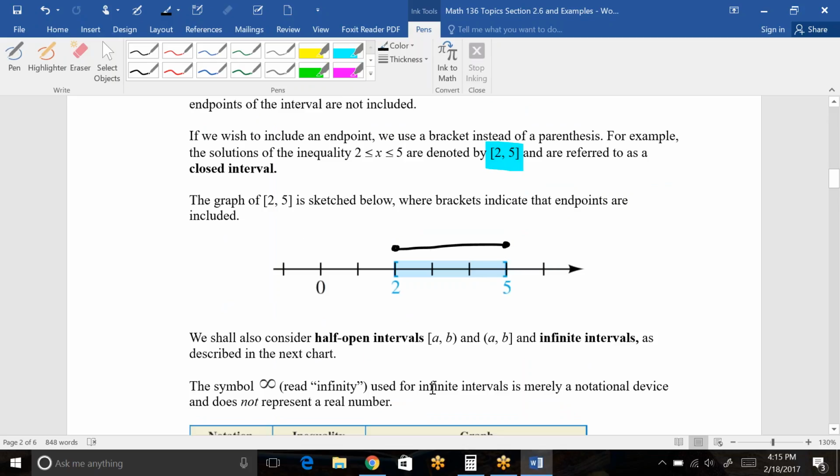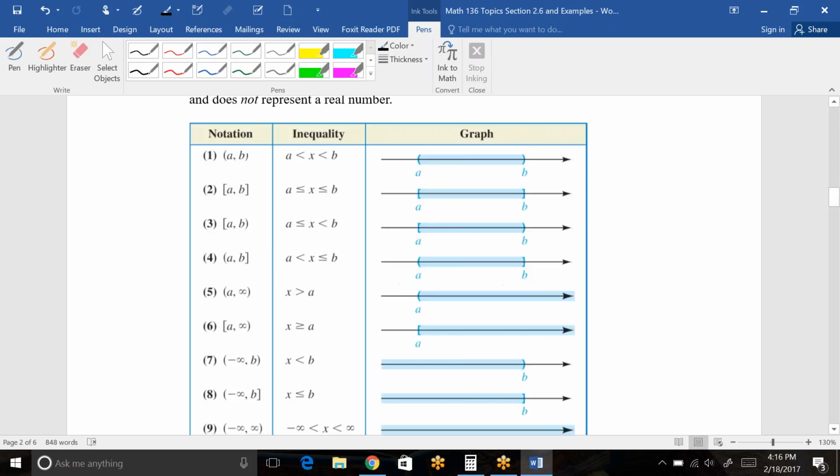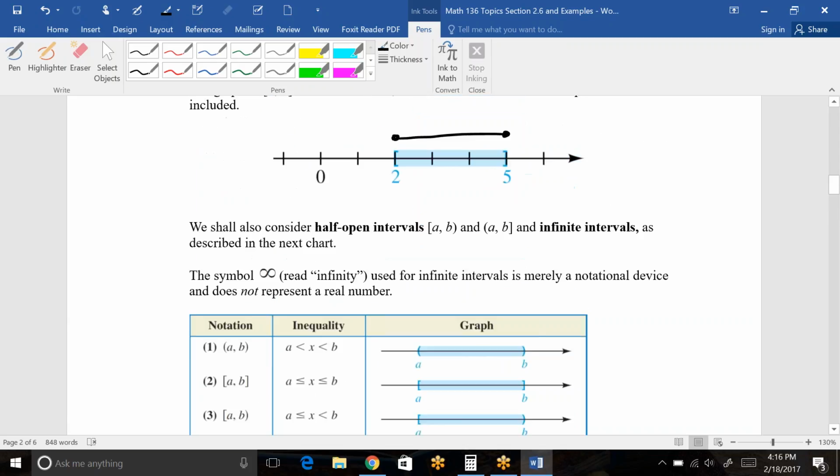Some books call them half open, some call them half closed. They mean the same thing. If it's half open, that means one side is open and the other side's closed. Same situation. You could also have an infinite interval. Remember that the infinity sign is like a figure 8 on its side. There's two different infinities. There's a positive infinity to the right, and there will be a negative infinity to the left.